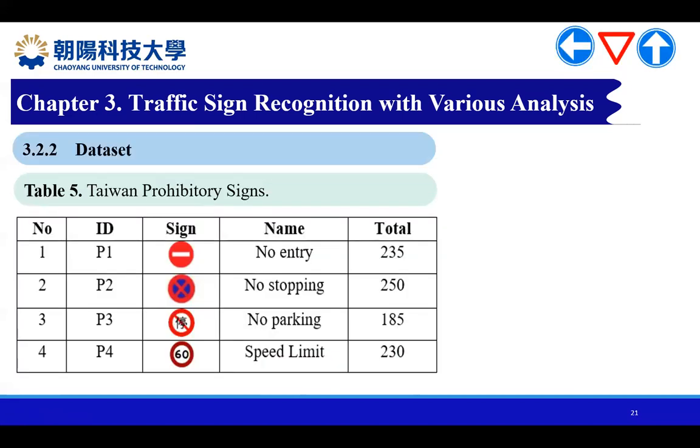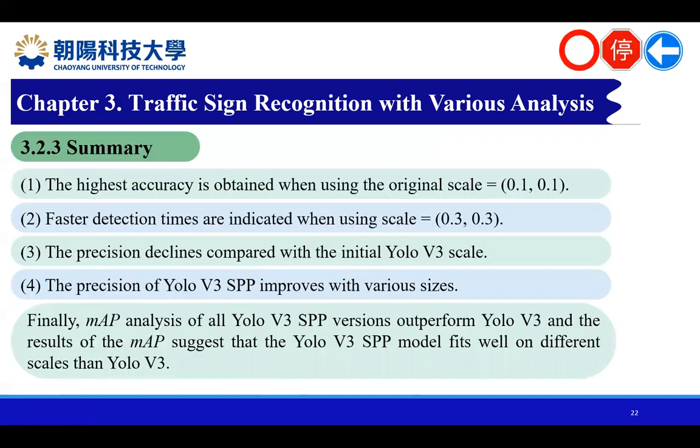So after doing the experiments, the summary for scale analysis is that the highest accuracy is obtained when using the original scale 0.1, 0.1. The faster detection times are indicated when using scale 0.3, 0.3. The precision declines compared with the initial YOLO V3 scale.